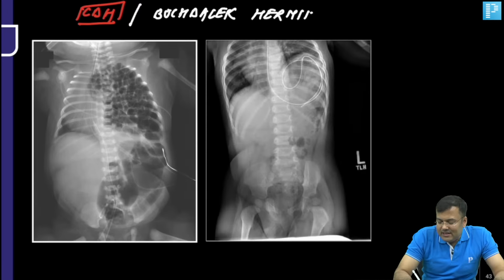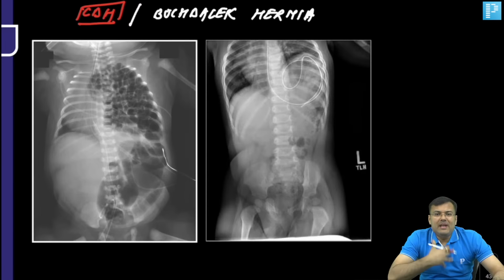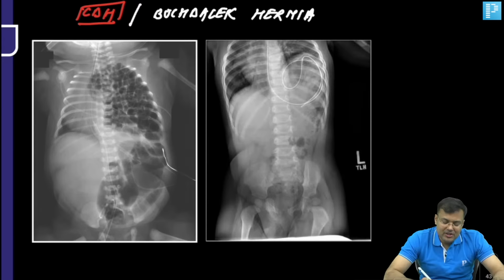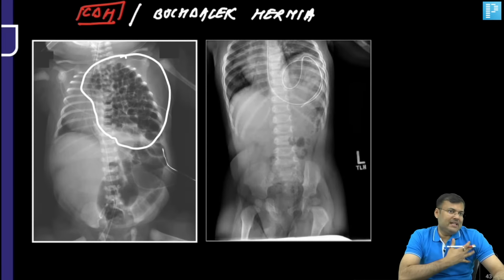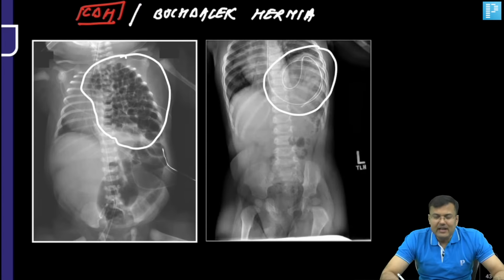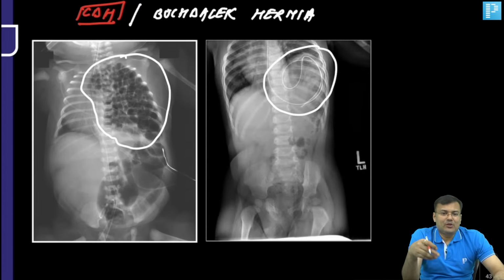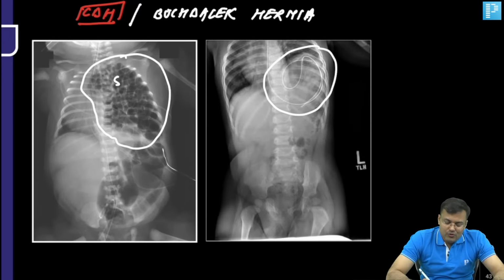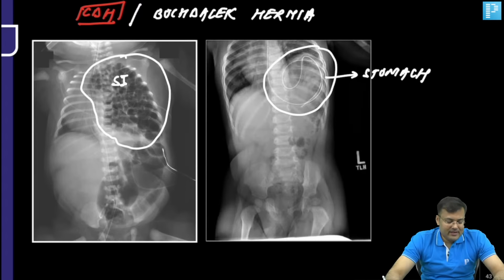It is more common on left side. Bag and mask ventilation is contraindicated. Most common cause of death is pulmonary hypoplasia followed by pulmonary hypertension. On this X-ray, you are going to notice multiple bowel loops in left hemithorax. On this X-ray, you can notice coiling of Ryle's tube in the stomach, which is located in thorax. So, here what is the content? The most common content in Bochdalek hernia is small intestine, and here the content is stomach. Clear?